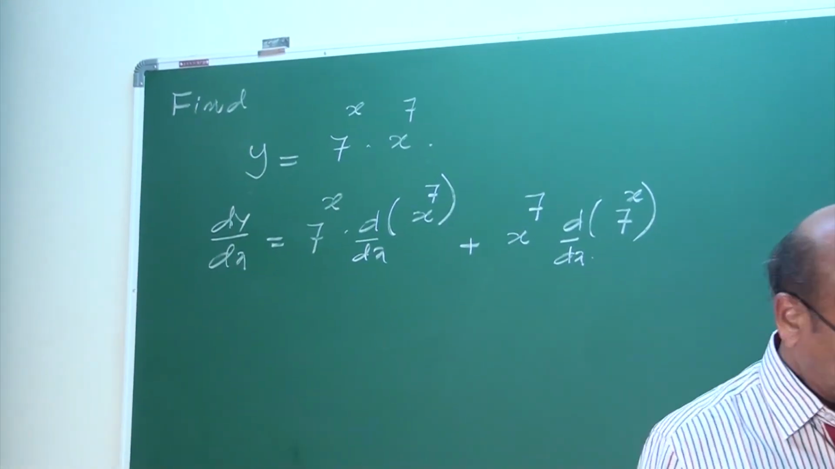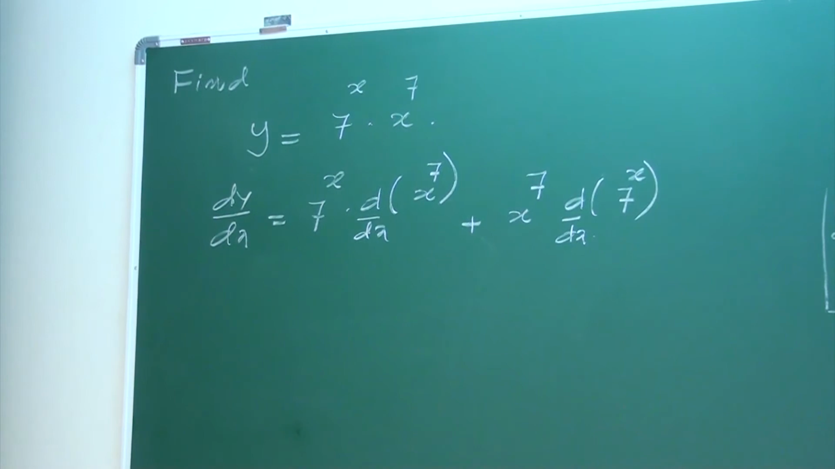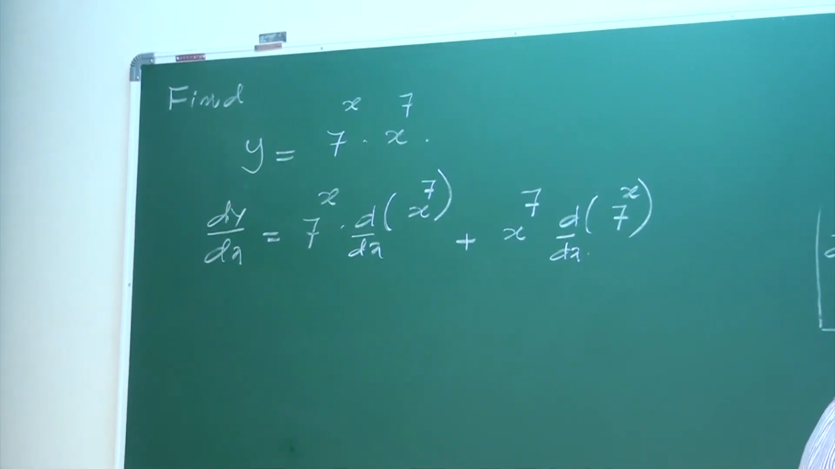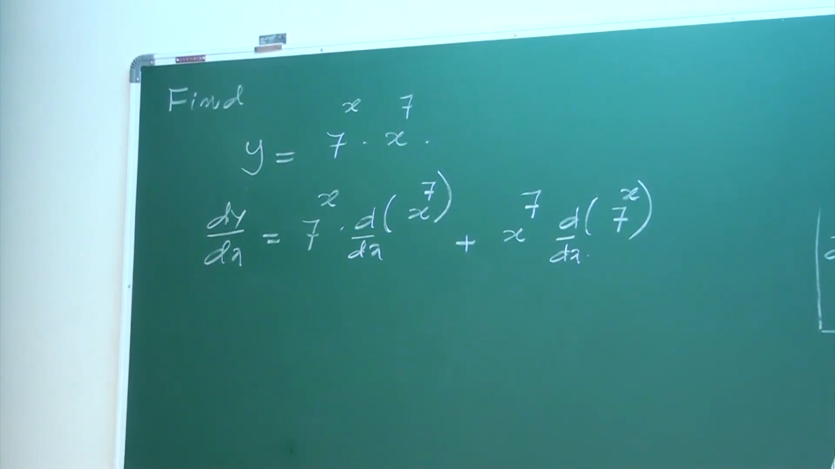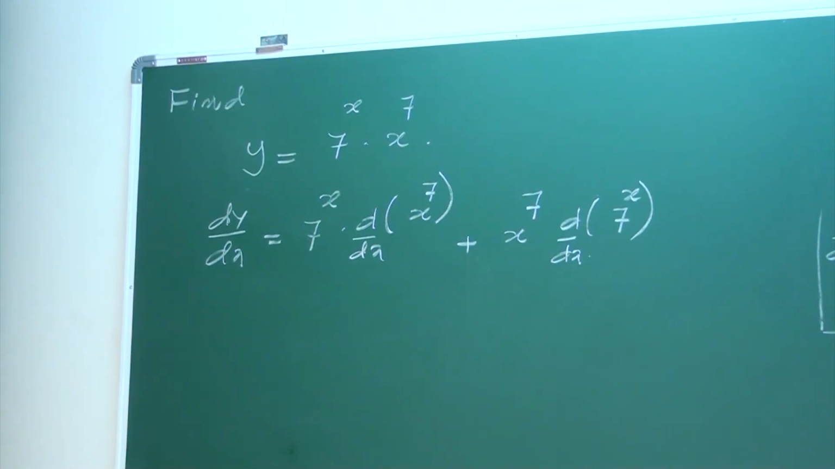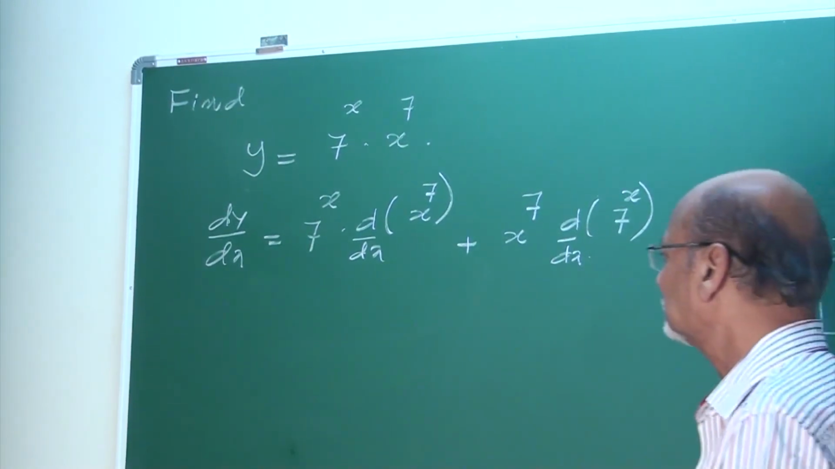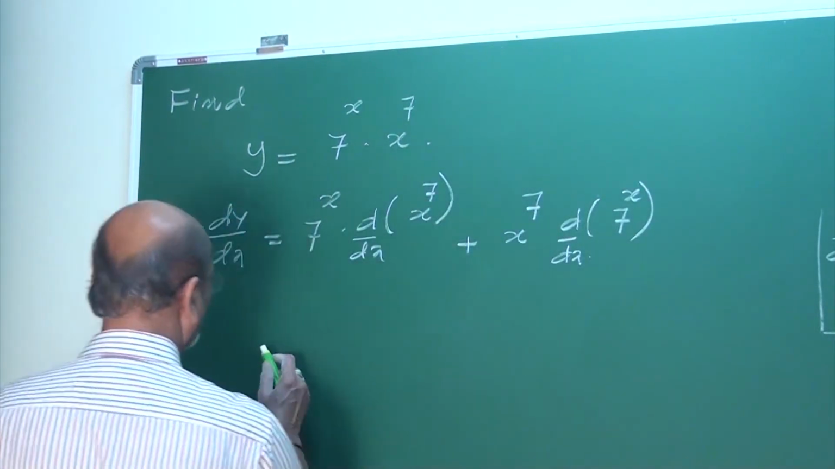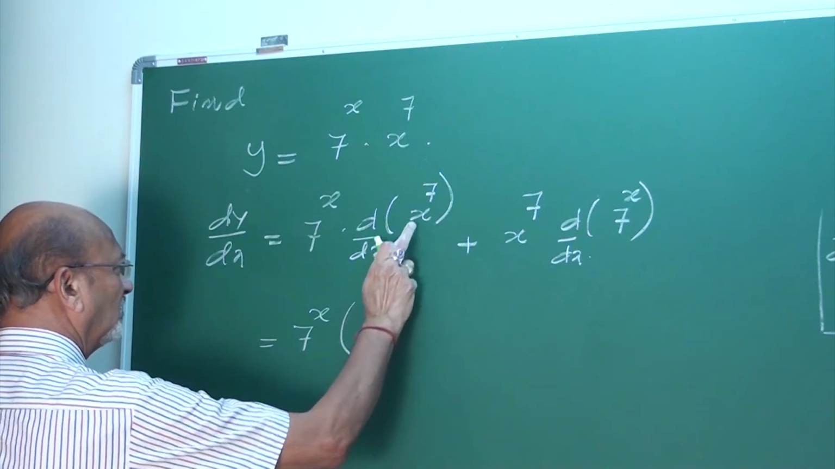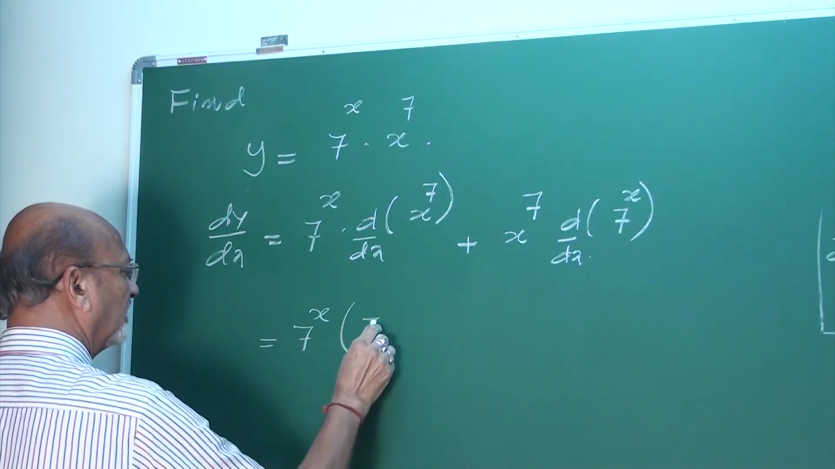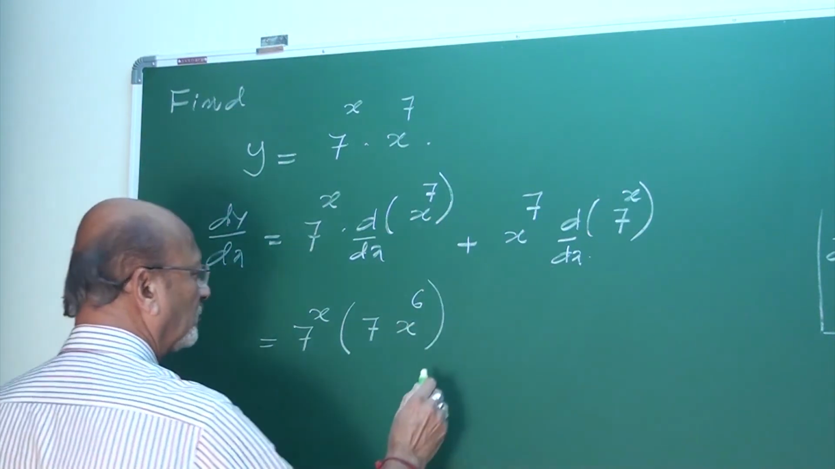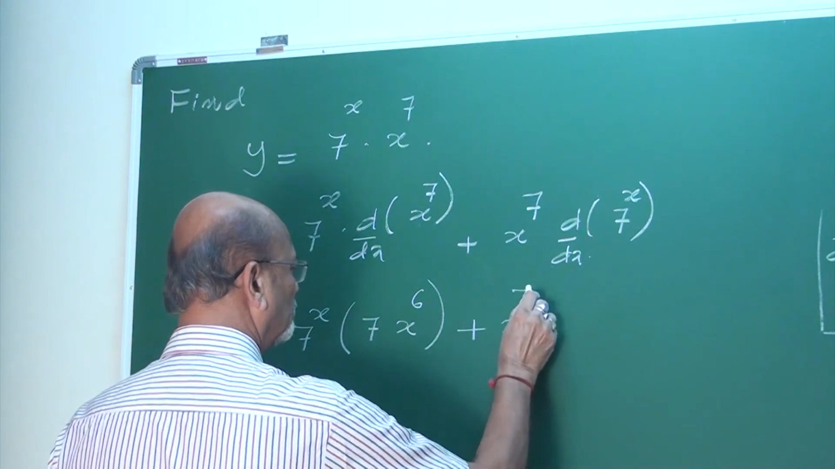Okay. What next? 7 to the power x. This is 7 to the power x. Use bracket. What is the derivative of x to the power n? n into x to the power n minus 1. Plus x to the power 7.